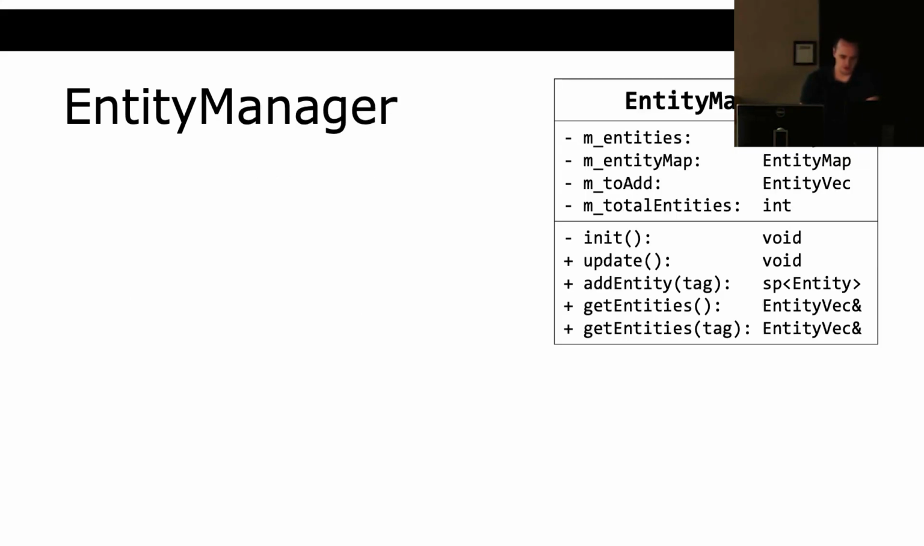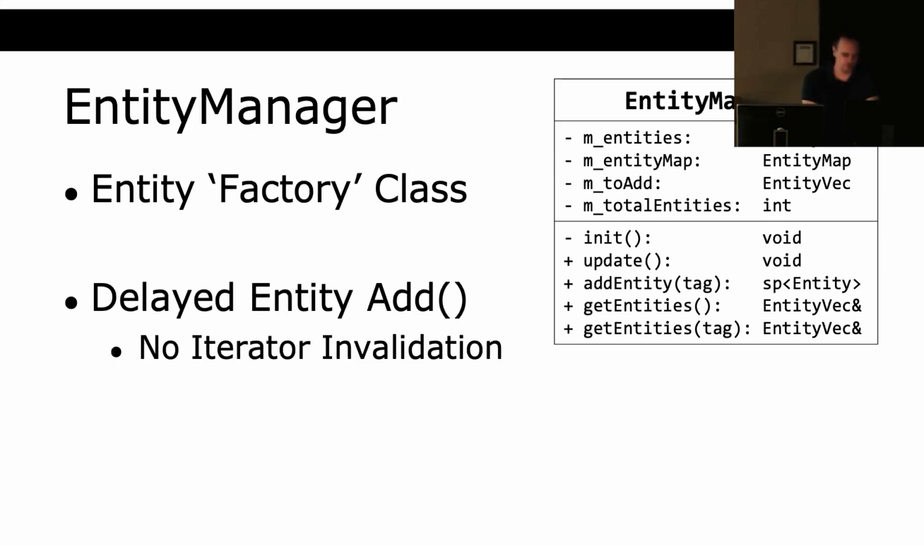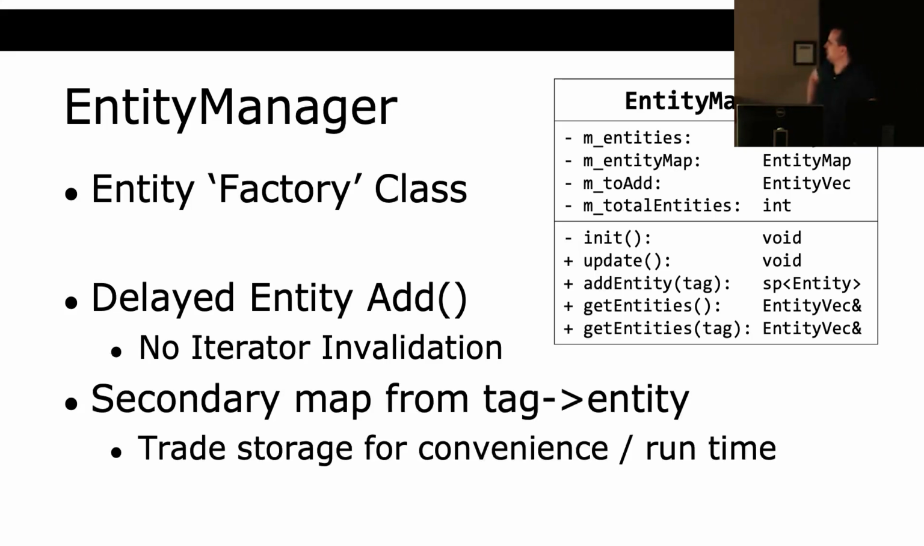Then we also have the entity manager. This is sort of that factory class that produces and manages entities for us. One of the biggest things that it does for us is it delays these actions such as add or delete so that we don't have any iterator invalidation, so we don't need to worry about that. So what the entity manager really does for us is this separation of data from logic, right? So we don't need to worry about how it manages all this data when we're trying to do our gameplay programming. And it also does this thing where it allows us some efficiency.